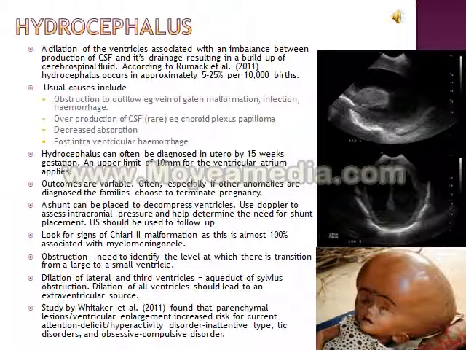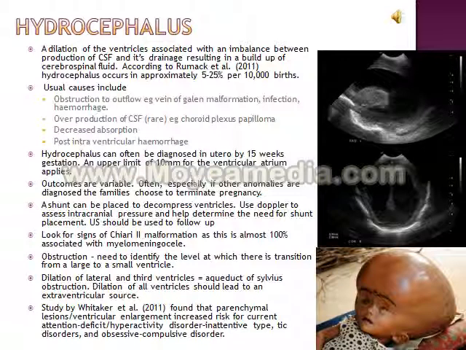If obstruction is the cause, we need to identify the level at which there is transition from a large to a small ventricle. If we have dilation of the lateral and third ventricles, it's generally an aqueduct of Sylvius obstruction. If we have dilation of all the ventricles, this is generally an extraventricular source. Outcomes are variable. Often, especially if other anomalies are diagnosed, the families choose to terminate the pregnancy.